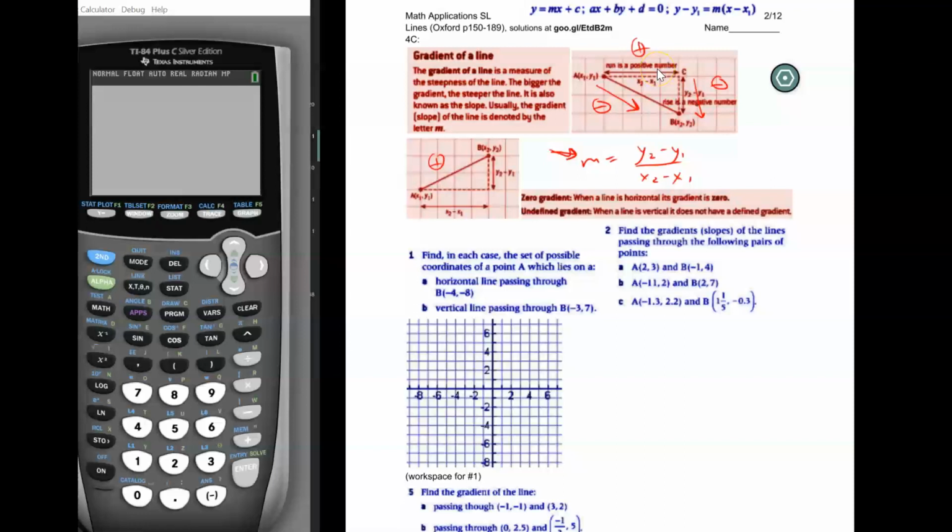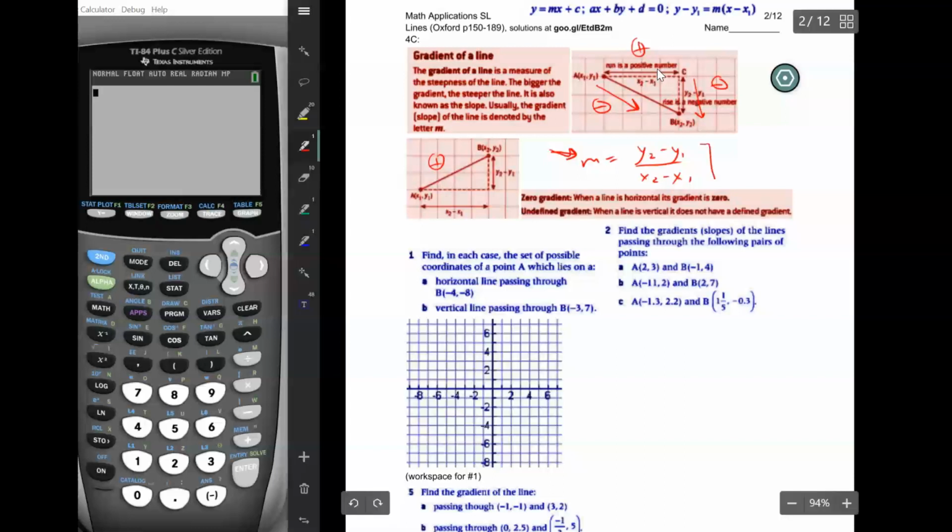Okay, here we are on page 2 of lines. And we're going to talk about how to find slope. And this time we're going to actually find out how to do it easily using the calculator. So I will go briefly through the algebraic method for finding slope. If you're comfortable doing that, then by all means, go ahead and do that.